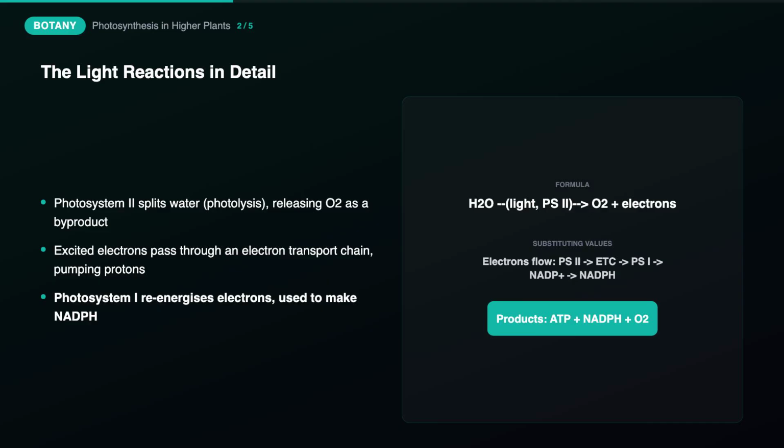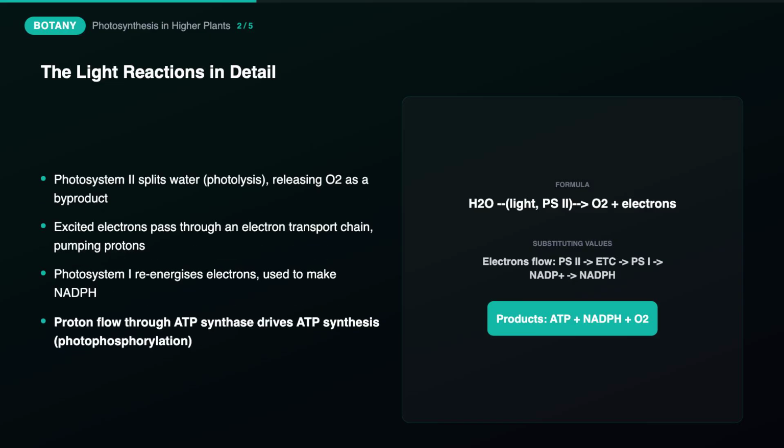These electrons eventually reach photosystem 1, which re-energizes them using more absorbed light, and they're finally used to reduce NADP+ into NADPH. Meanwhile, the proton gradient built up across the membrane drives protons back through an enzyme called ATP synthase, and this flow powers the synthesis of ATP from ADP, a process called photophosphorylation. So the two key products of the light reactions are ATP and NADPH, plus oxygen as a byproduct.